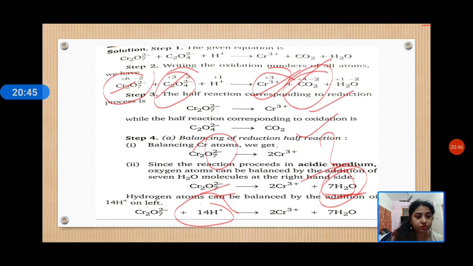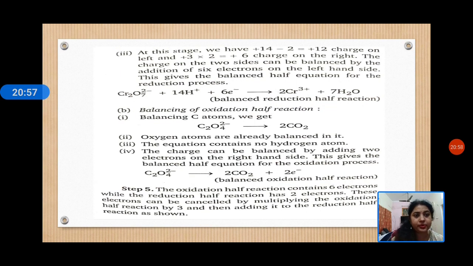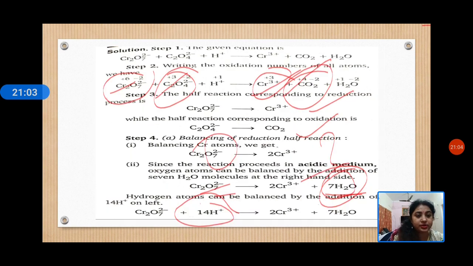Till here you have understood? To balance this oxygen, 7 water molecules have been added, and to balance the hydrogen, 14 hydrogen ions have been added. Let's see the next step. At this stage we have plus 14 minus 2. Now we have to see the charges on both the sides.